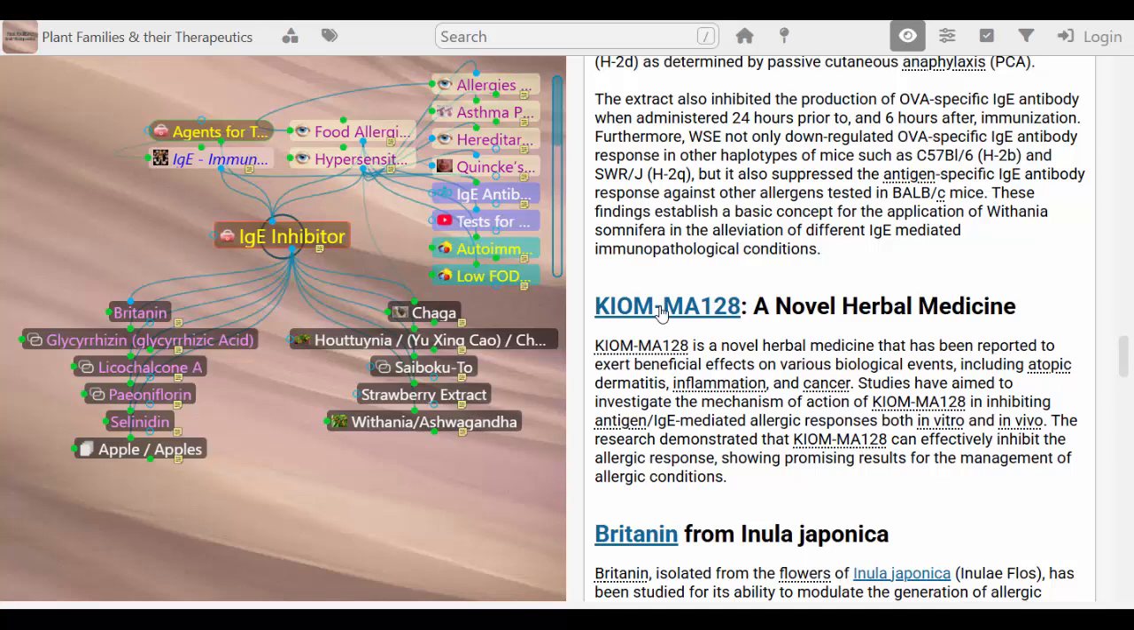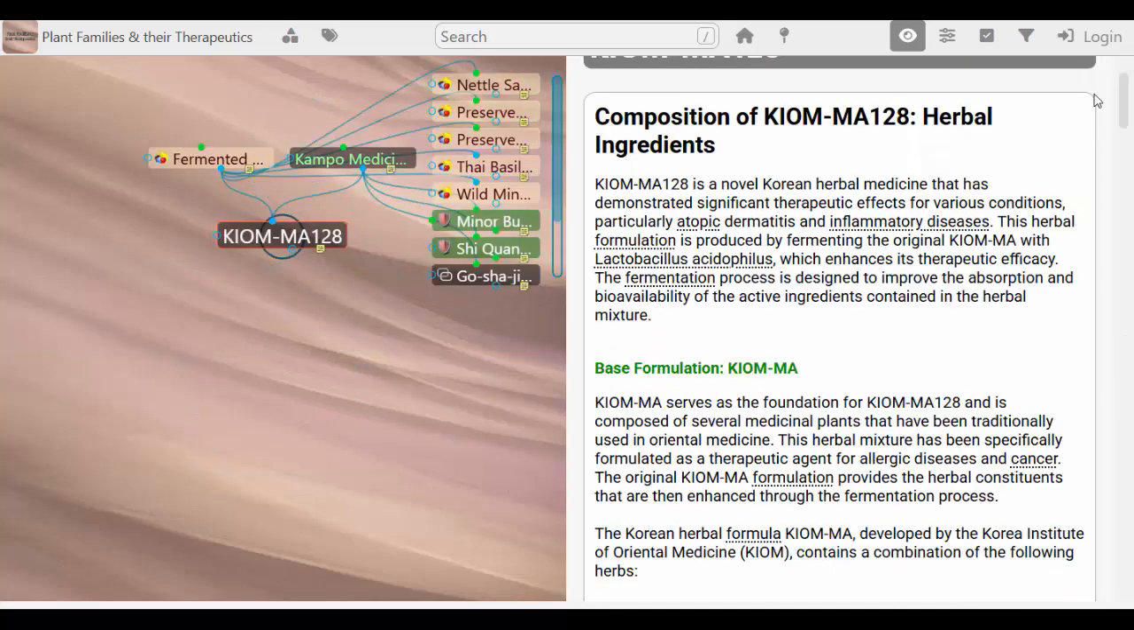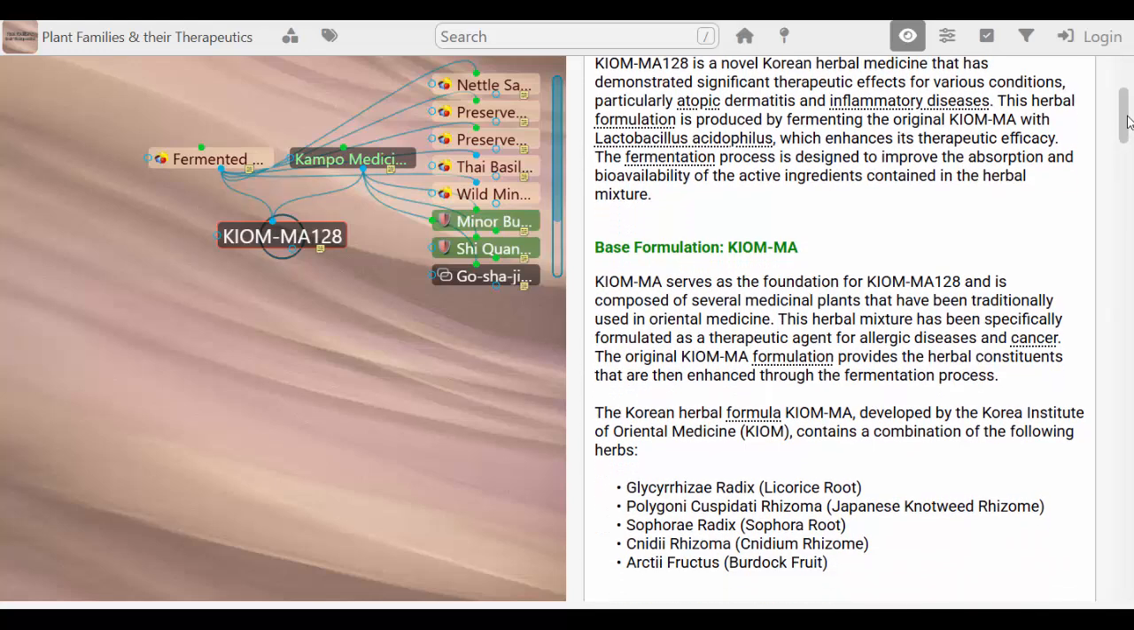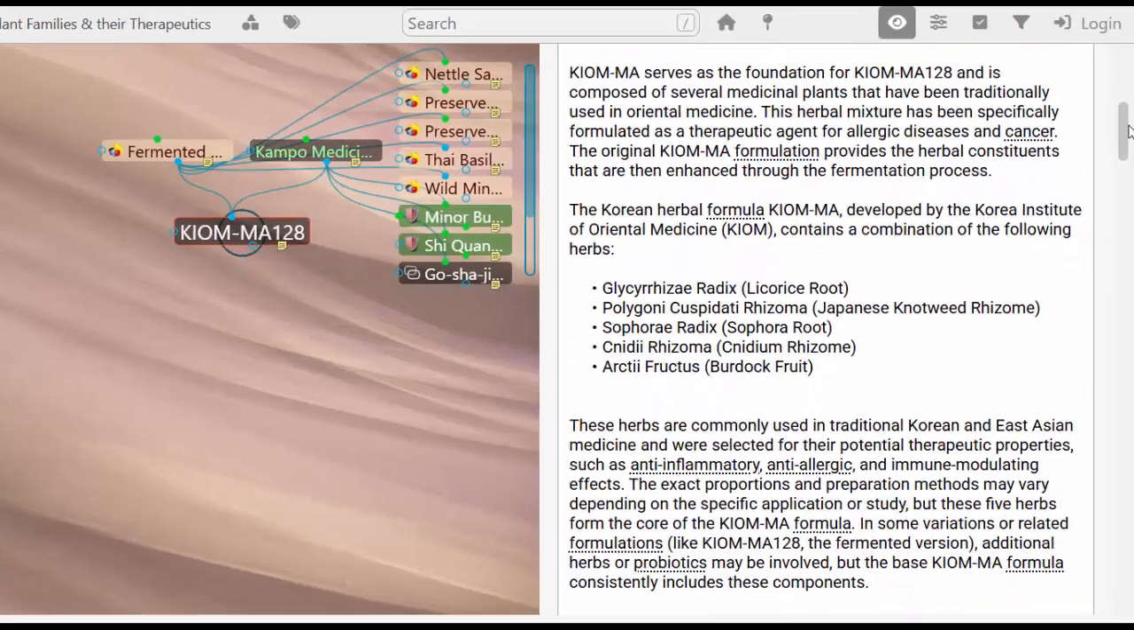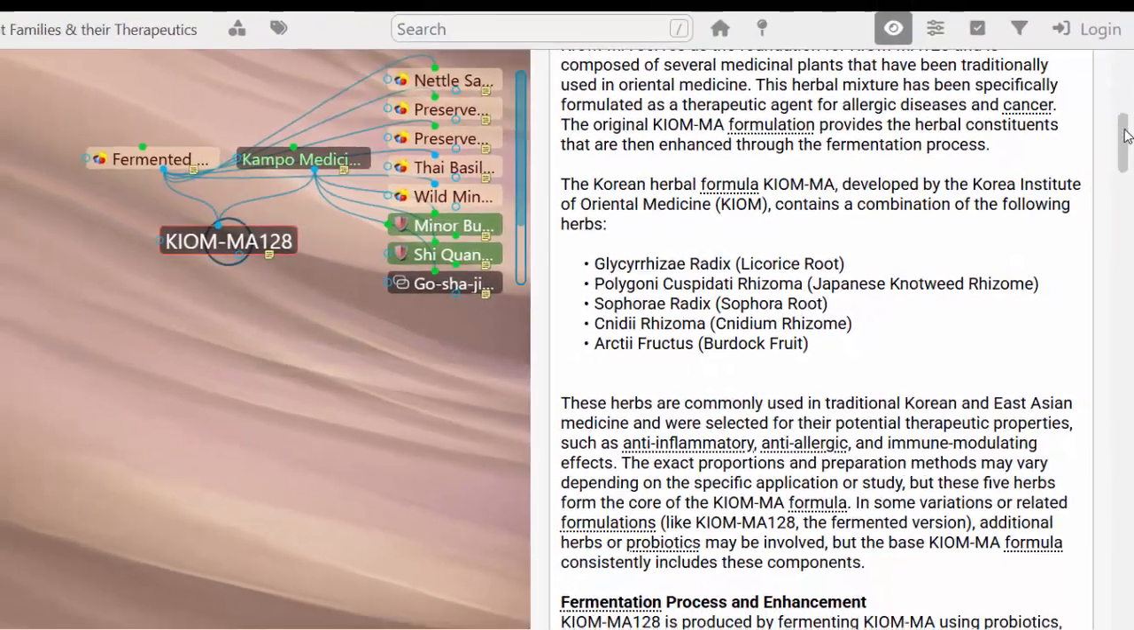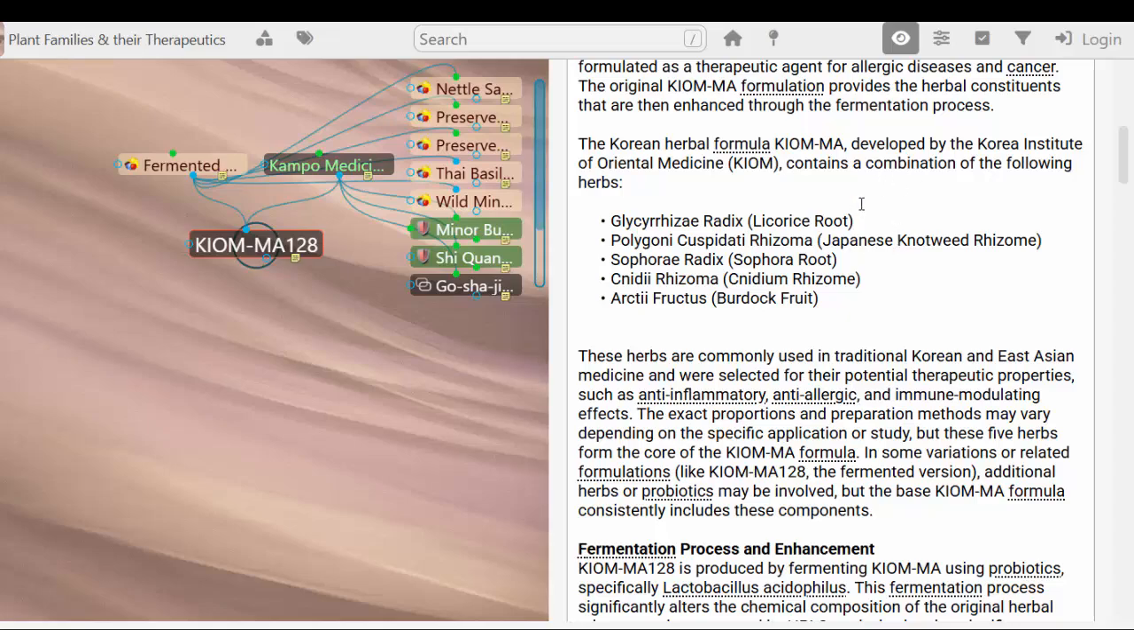this medication, this is another Korean herbal medicine that's demonstrated significant therapeutic effects for various conditions, especially atopic dermatitis and inflammatory diseases. And it's a fermentation of certain herbs with Lactobacillus acidophilus. The fermentation process improves the absorption and bioavailability of the active ingredients. Now, this is not available for sale. However, I've researched what's in it, and we also have instructions for fermenting herbs. So possibly we could make this ourselves. We just don't know the ratios.